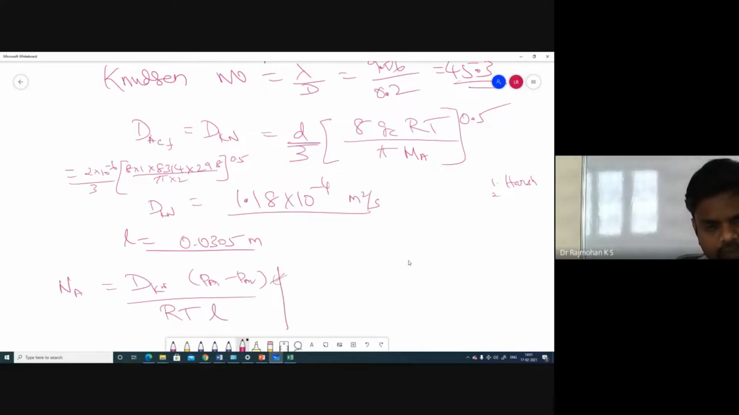As I said, for a polymer we assume only diffusive flux, so N flux is equal to J flux, which is given by DAV into CA1 minus CA2 by Z2 minus Z1, or whatever is the thickness. Okay, if you express CA in terms of partial pressure, we will be writing like this. So this is the simple equation for the flux. Only thing is Z equal to L, the thickness of the polymer.